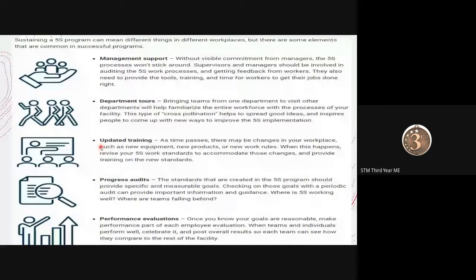Next comes updated training. So what is coming under updated training? As time passes, there may be changes in your workplace, such as new equipment, new products, or new work rules. When this happens, revise your 5S work standards to accommodate those changes and provide training on the new standards. So it is updation, right? Updation is being done. I have told you earlier, due to the change in technology, we always have to come up with new ways or new standard ways to do procedures. So that is coming under updated training.